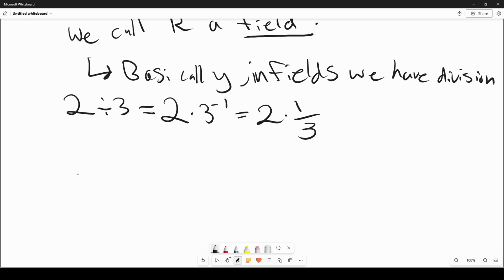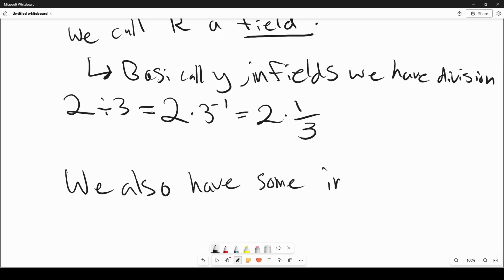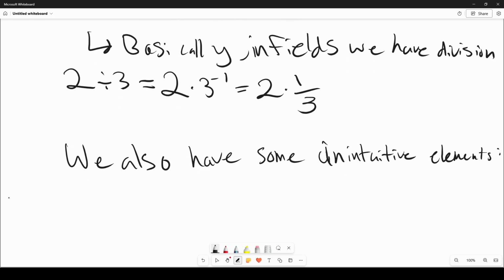Now some weird stuff happens. We also have some non-intuitive kinds of elements. So units are like you expect them to occur, and they're very natural. But there are also some unnatural kinds of elements that happen in rings, some unintuitive elements. Okay, so the example I'll bring up today is zero divisors.